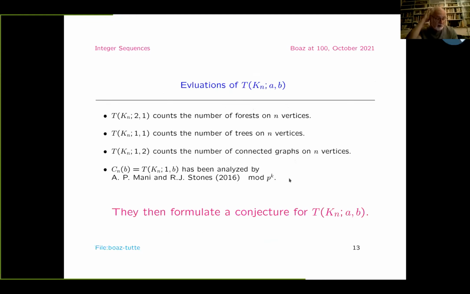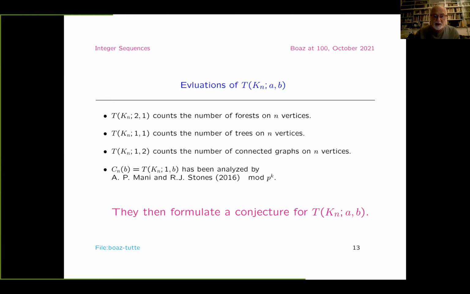Now, why is this at all interesting? Well, if we look at the Tutte polynomial, it is known that certain evaluations have a combinatorial meaning, and in the special case where the graph is a clique of size n, the Tutte polynomial at 2, 1 counts the number of forests on n vertices. The Tutte polynomial at 1, 1 counts the number of trees on n vertices. And the Tutte polynomial at 1, 2 counts the number of connected graphs on n vertices.